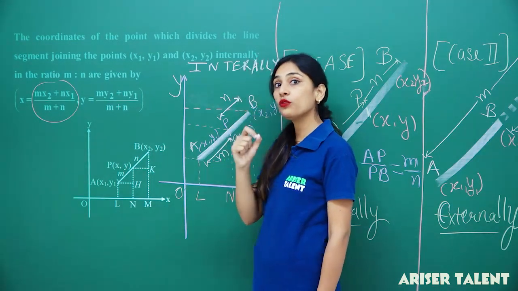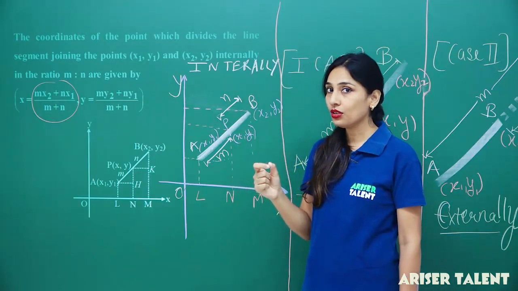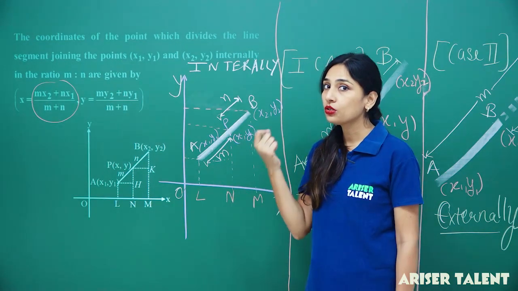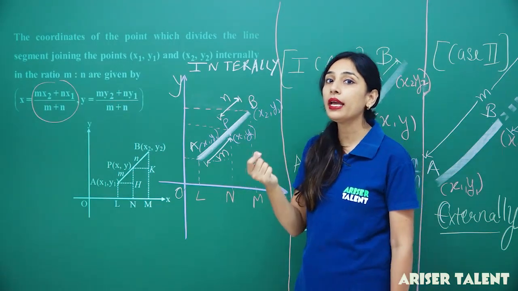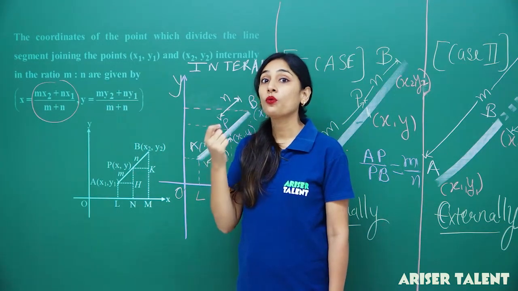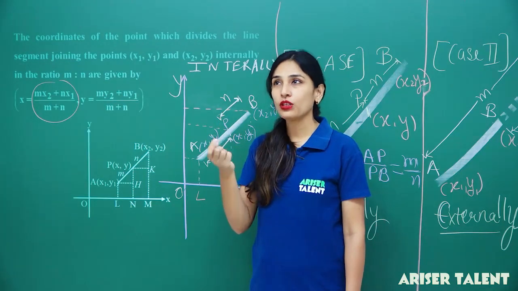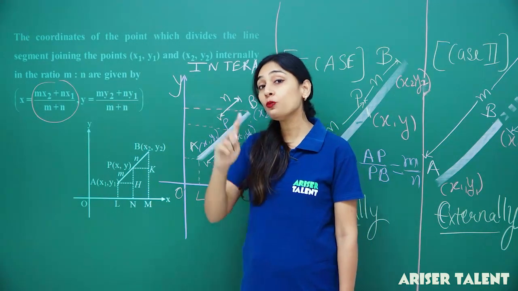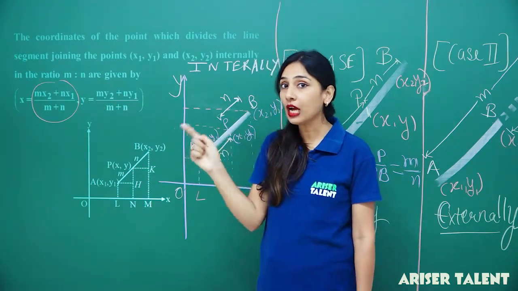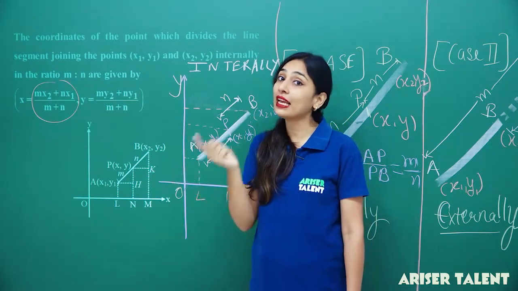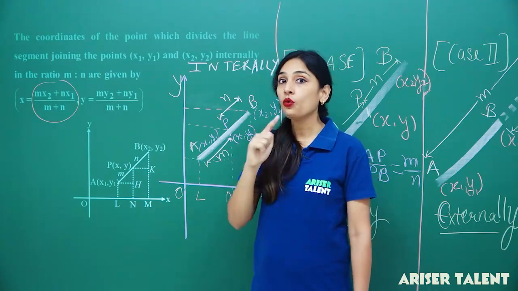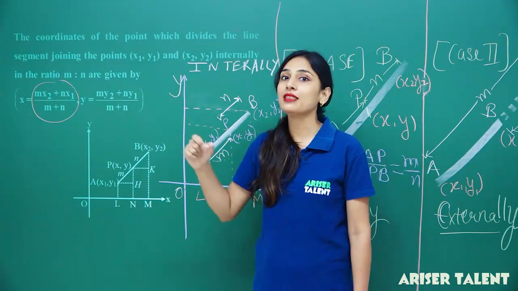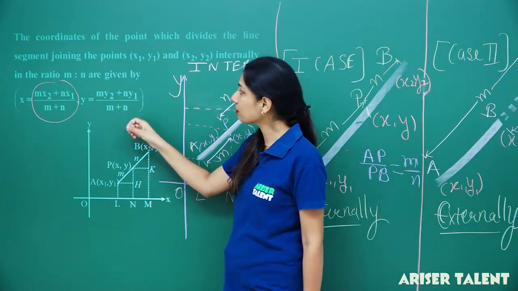Now, if I go with y, there is no use of x. I will be talking about only y's. So, y will be equal to m y2 plus n y1 upon m plus n. Again with me, m y2 plus n y1 upon m plus n. Now, these are the formulas.